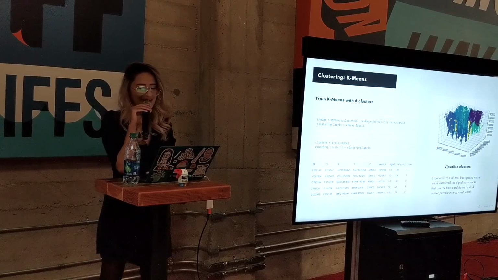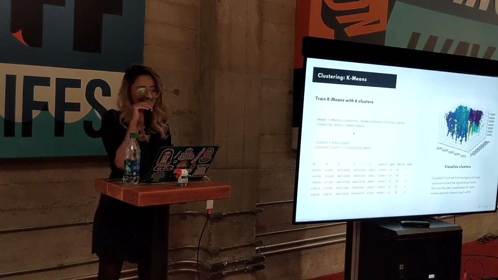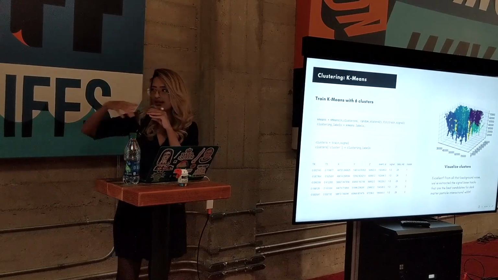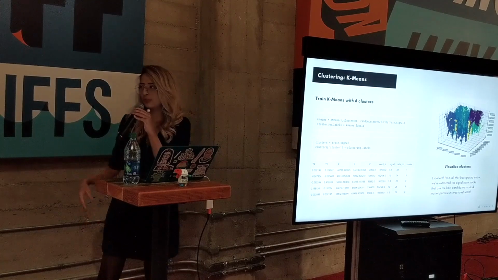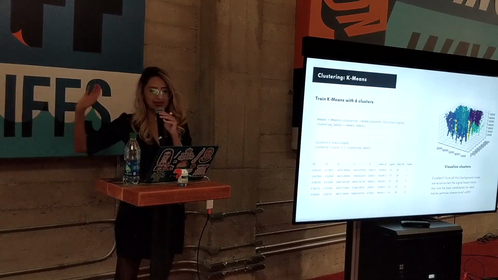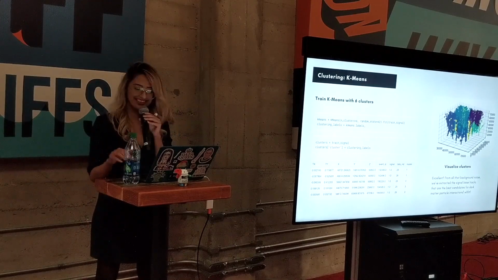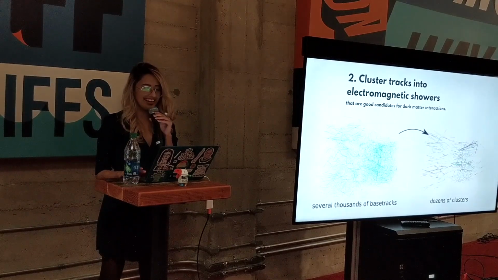But, so we train our K-means with 6 clusters. It gives us labels for each cluster. We put them in a data set. Here you can see, voila. The blue ones are possible dark matter interactions. Everything else is neutrinos. So now you guys can detect dark matter.